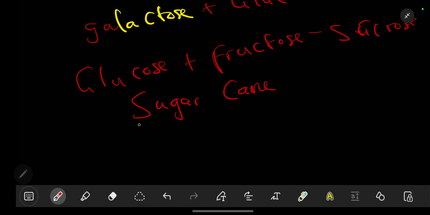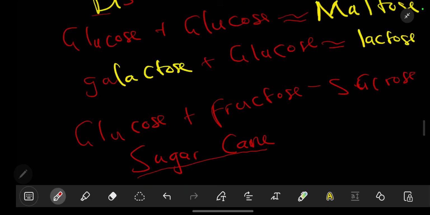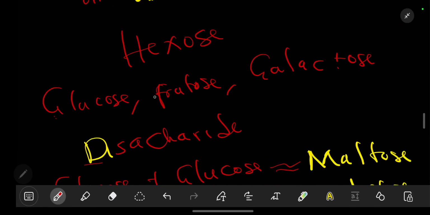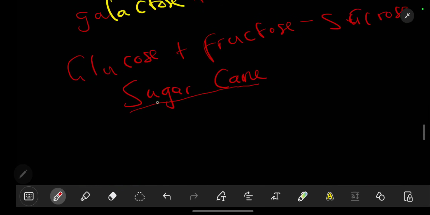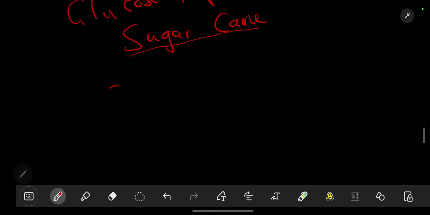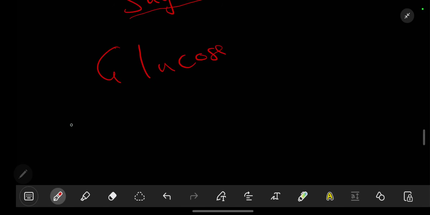So in another video, we can compare and contrast the fructose, galactose, and glucose in terms of structure. But for now, let's focus on some of the compounds that are made by glucose. So glucose might be, firstly, alpha glucose. So this is for alpha glucose, or it might be beta glucose.